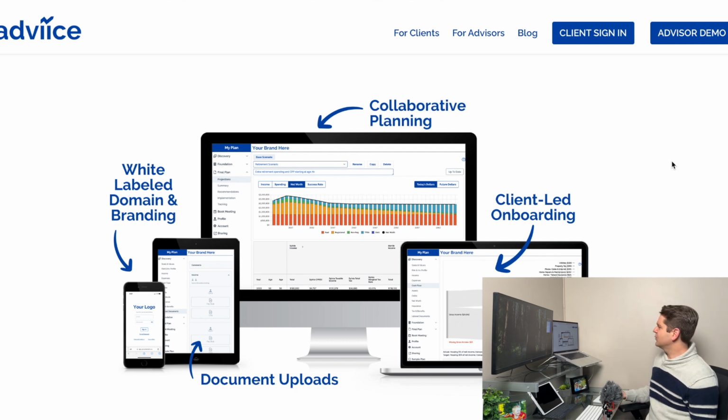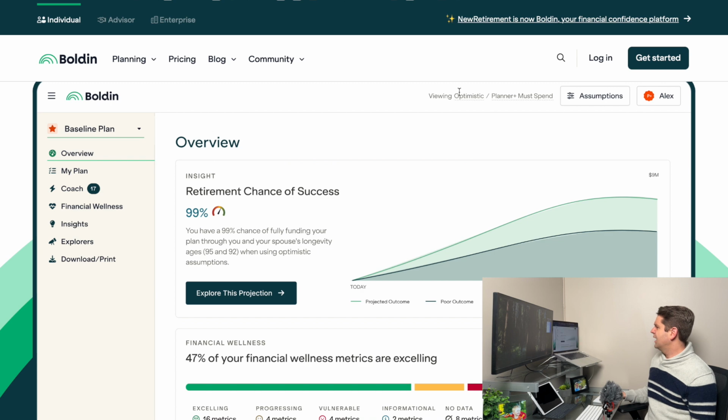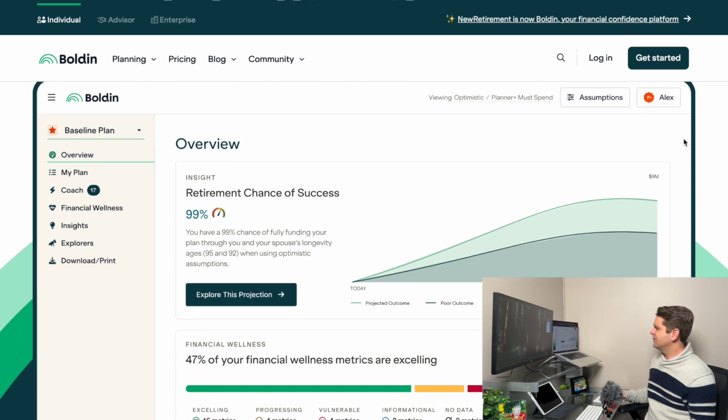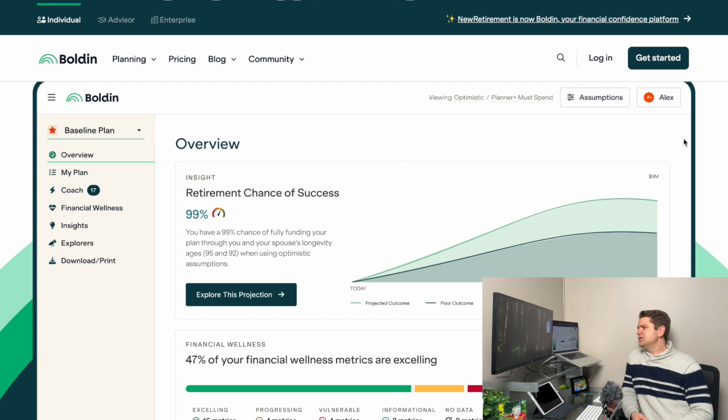There's another software, I believe down in the States, that a lot of people seem to really appreciate, called Boldin. They do have a free plan as well, if you want to try that out. I wish Advice had something similar. But if it's something you want to check out, go and check them out. They have a really cool software as well, and it does the same sort of thing. So those are some options you can consider if you're nearing retirement, or trying to save up for retirement.